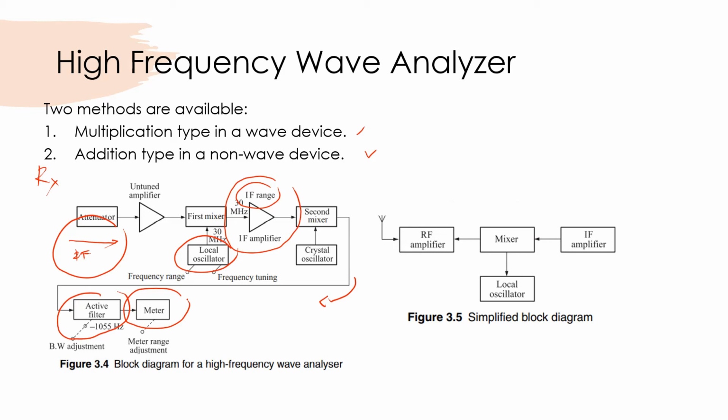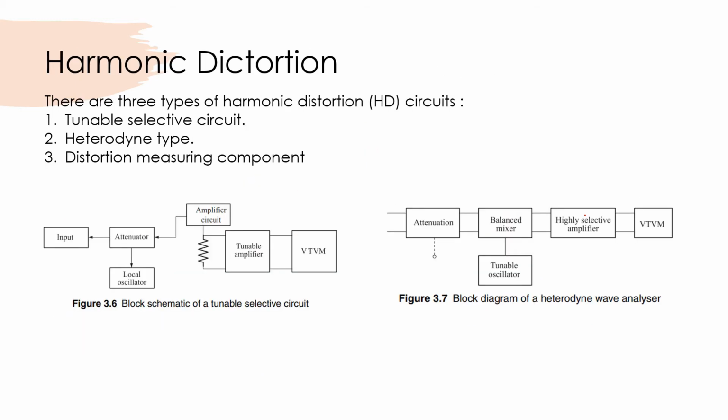and then this is the simplified block diagram. The incoming signal goes to the RF amplifier, and then we have the mixer here to mix the local oscillator frequency with the RF amplifier output to get the IF amplifier, and then coming to the next part, the second mixer, active filter, and then meter. So this is the high frequency wave analyzer.